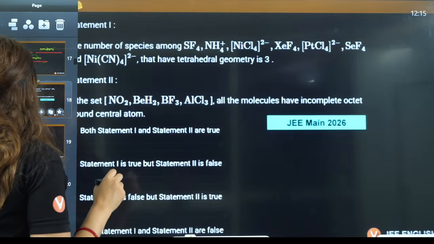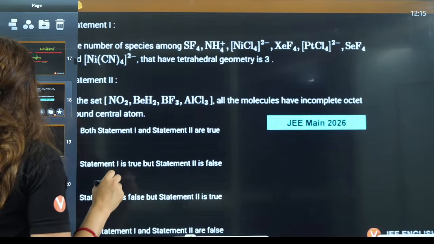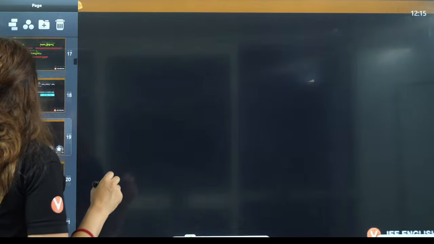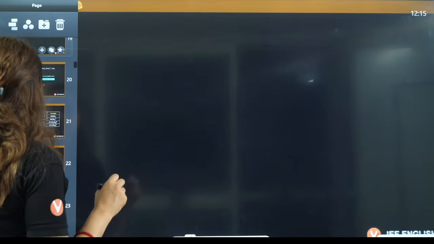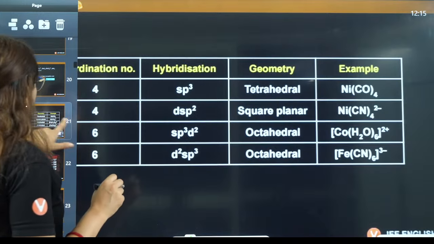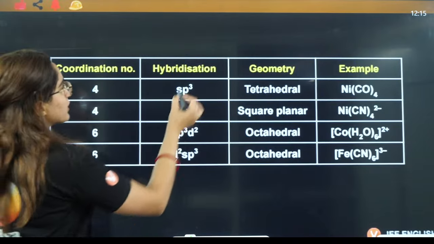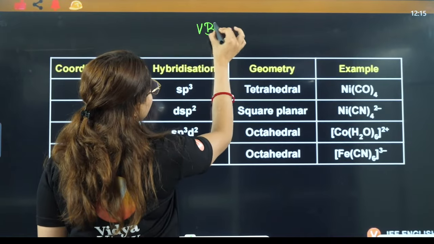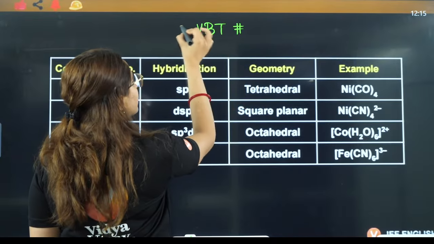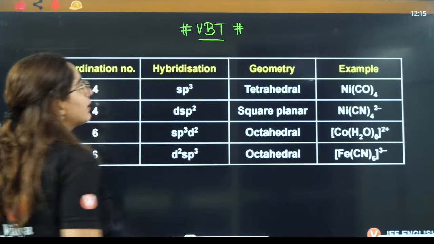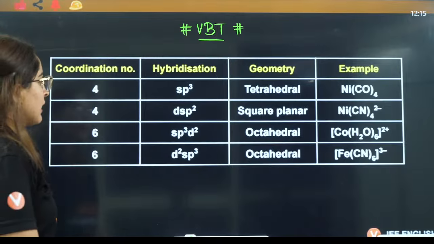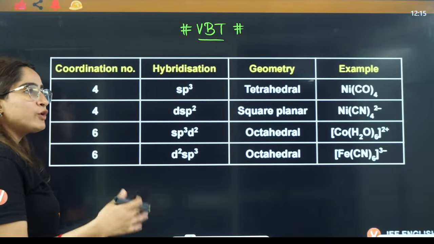Wait a minute. Okay, this I'll do after, this will not be done here. I'll do this here. Okay, VBT you can start from here. That question I'll tell you, but later on. Wait a minute. VBT, valence bond theory. In valence bond theory, how will you solve it?